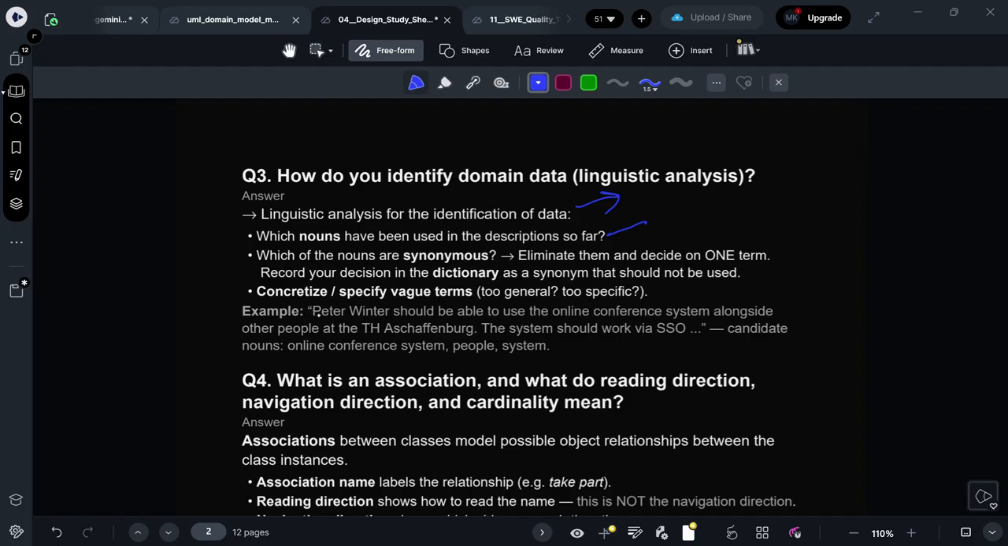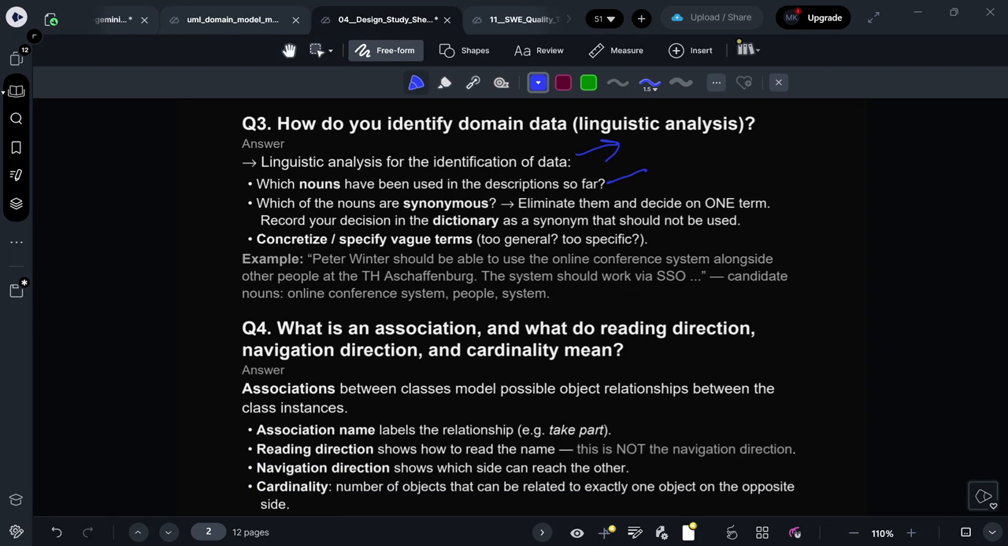Now, concretize and specify vague terms that are too general or too specific. For example: Peter Winter should be able to use the online conference system alongside other people at the TH Aschaffenburg. The system should work via SSO. Candidate nouns: online conference system, people, system. So we have people, we have the online conference system, and we have a system. Then we know that these are nouns.